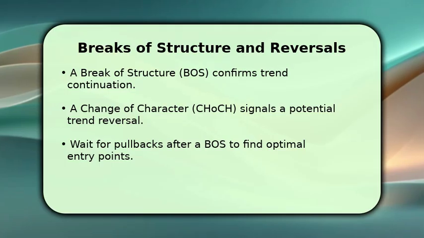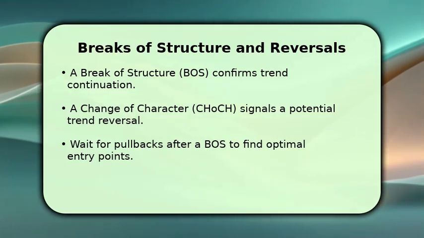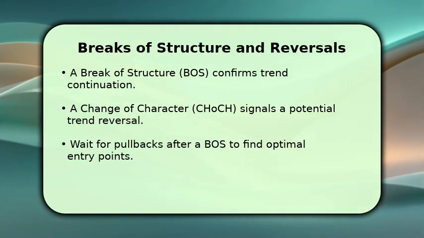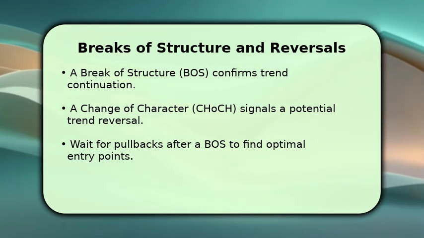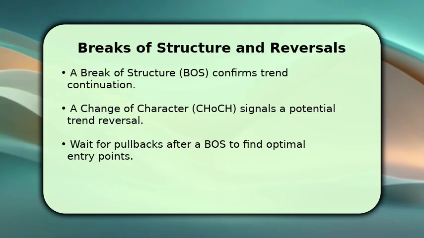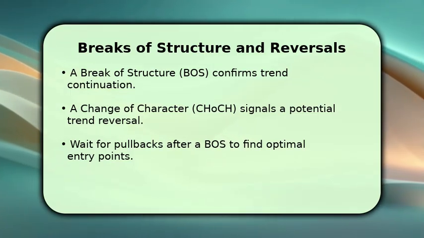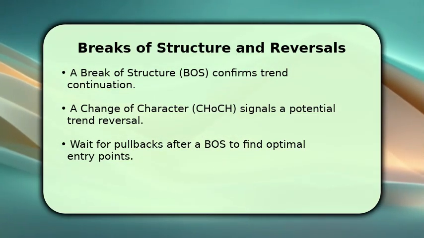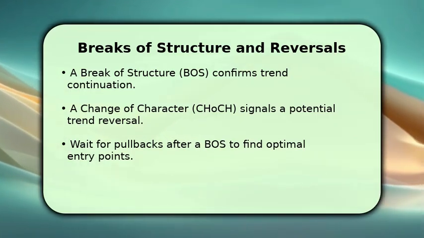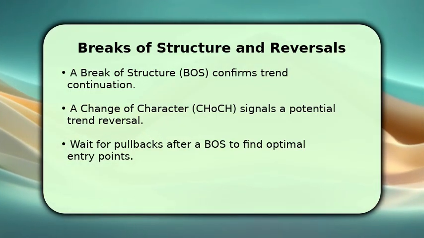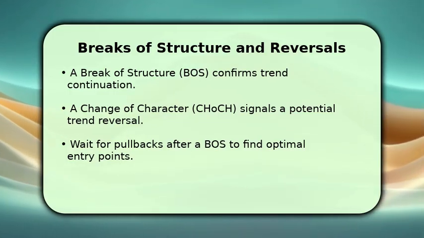Now, let's talk about structural changes. A break of structure, or BOS, occurs when price moves past a previous high in an uptrend or a previous low in a downtrend, confirming the trend's continuation. Conversely, a change of character, or CHoCH, suggests a potential trend reversal. After a BOS, it's often wise to wait for a pullback before entering a trade, as this can offer a more favorable entry point.